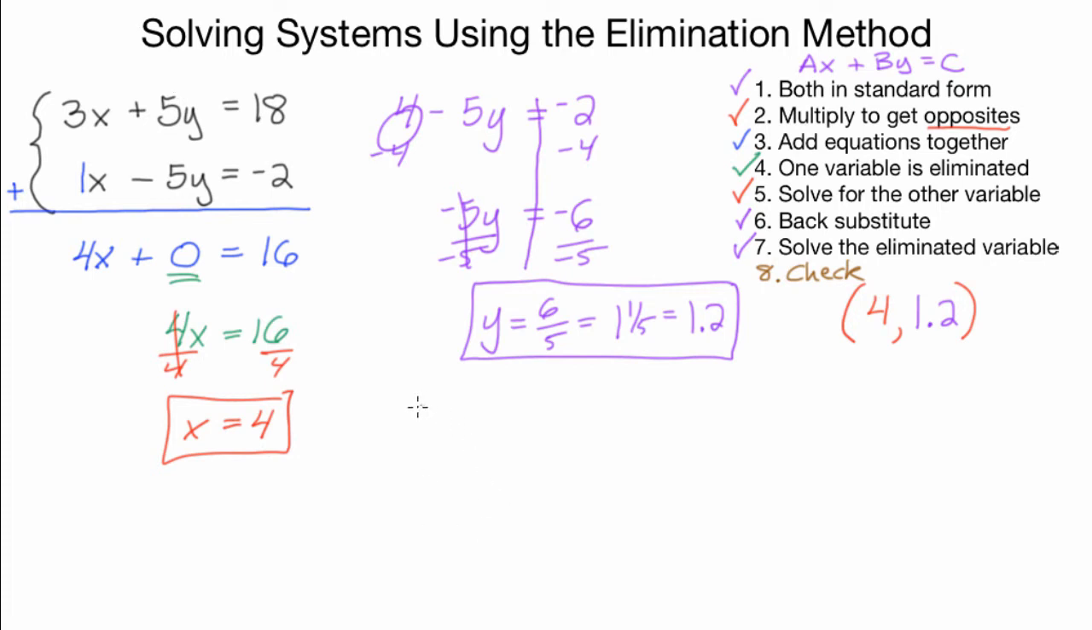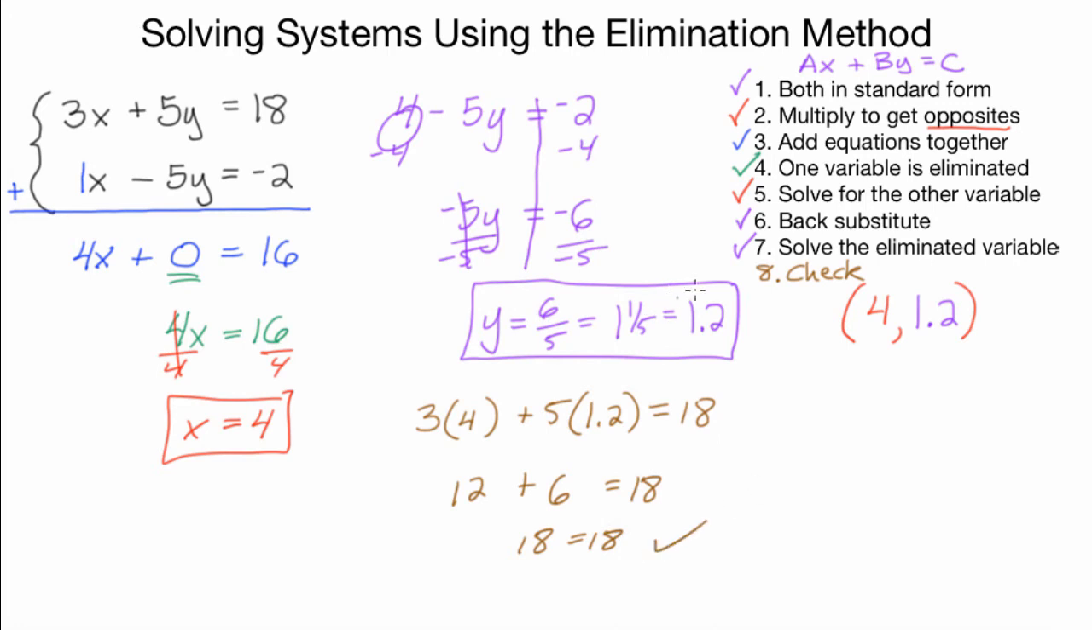So does 3 times 4, 3 times x, plus 5 times 1.2, does that actually equal 18? All right, 3 times 4 is 12. That's easy. Plus 5 times 1.2. Well, 5 times 1 is 5. 0.2 times 5 ends up becoming 1. So that just equals 6. And 12 plus 6 is 18, which equals 18. So it does check out.